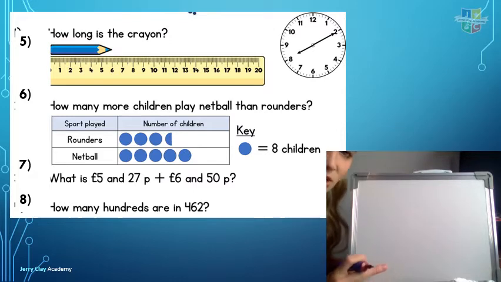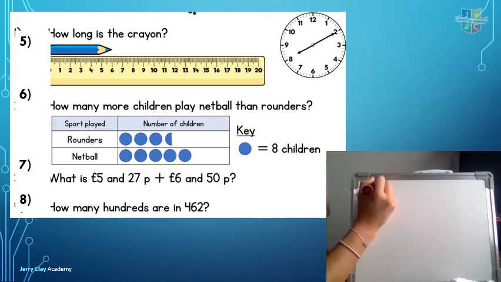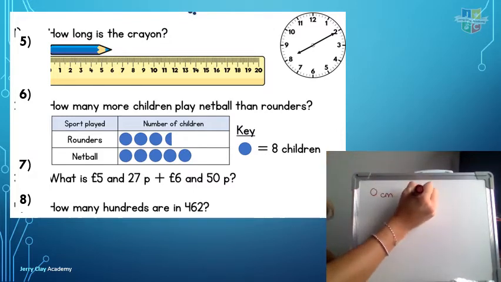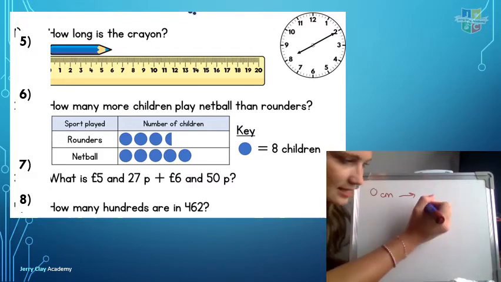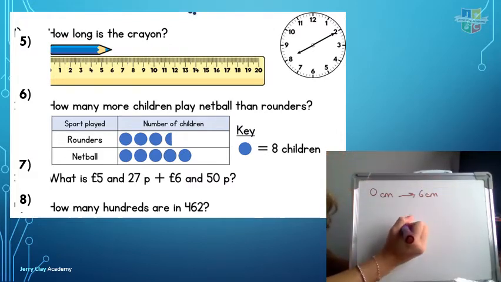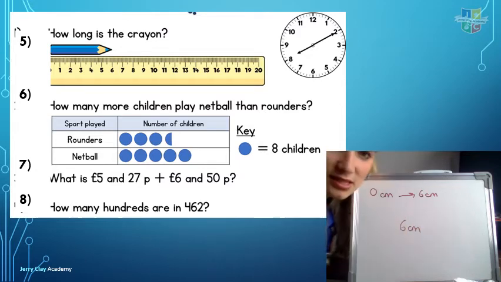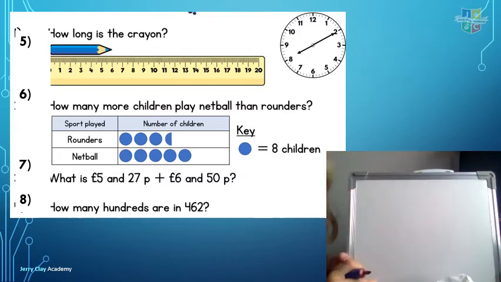Number 5, you had to look at the crayon. So the crayon actually started at 0 centimetres and was going up until 6 centimetres. So I can see that my answer will be 6 centimetres long. Now remember, when you have to measure the length of something, you need to make sure you look at where it starts and where it finishes to work it out.